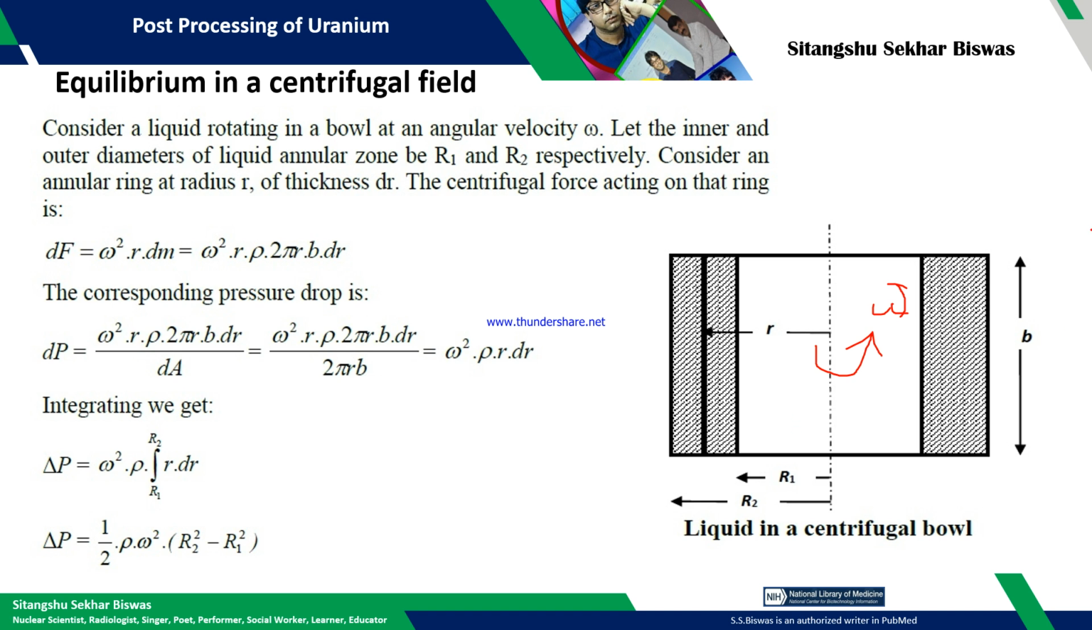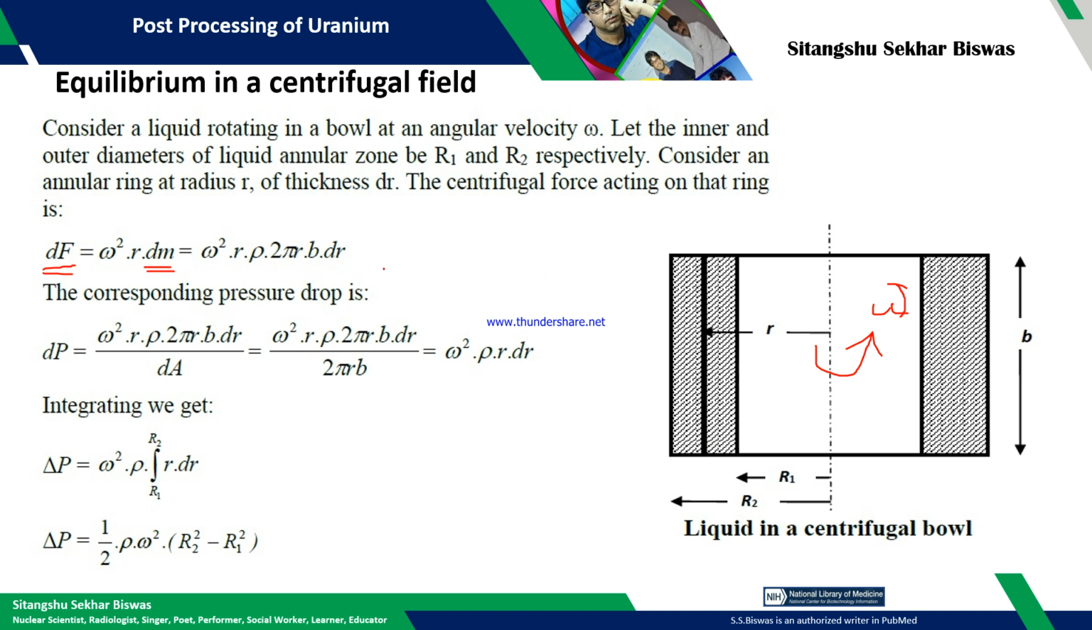If the height of this is B, then consider a distance R from the axis, and there we take one small strip of liquid, dr, and we want to find what the pressure distribution inside the liquid will be. Normally the centrifugal force is m omega square r, where m is the small mass of this liquid strip.